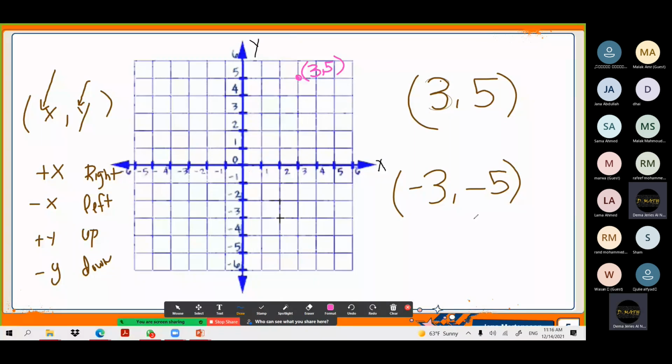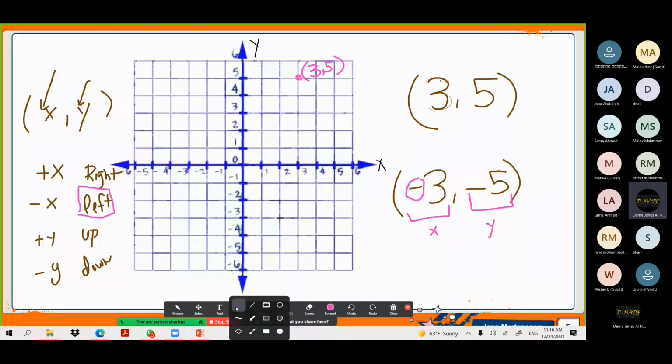Let's have another example. (-3, -5). The first number tells you about x, and the second one tells you about y. Then, what is the sign of 3? It's negative. I told you, if it is negative, I must go to the left.